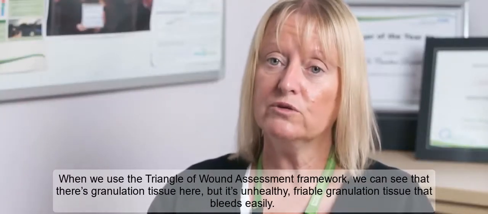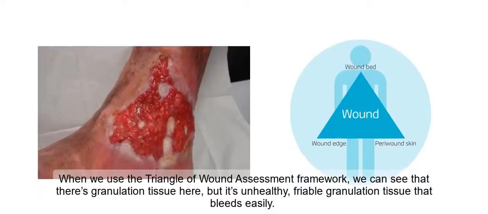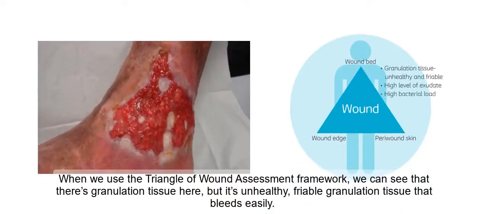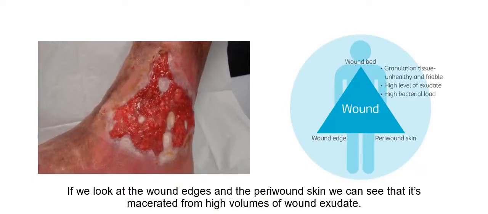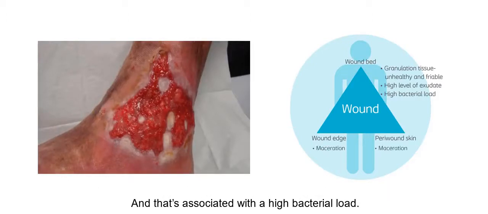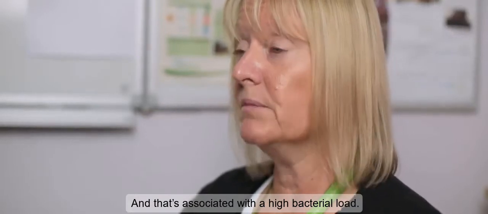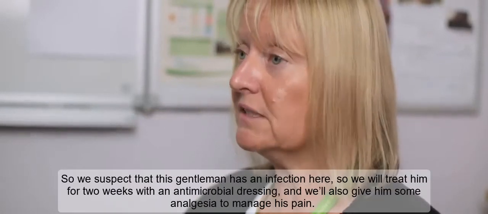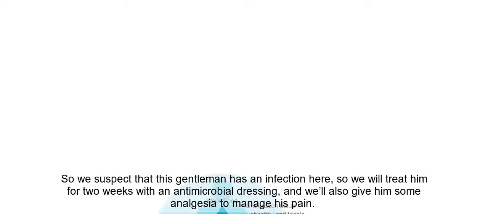So in clinic today, we have this 43-year-old gentleman that presents with a non-healing venous leg ulcer. It is painful and it's malodorous. When we use the triangular wound assessment framework, we can see that there's granulation tissue here, but it's unhealthy, friable granulation tissue that bleeds easily. If we look at the wound edges and the peri-wound skin, we can see that it's macerated from high volumes of wound exudate, and that's associated with a high bacterial load. So we suspect that this gentleman has an infection here.